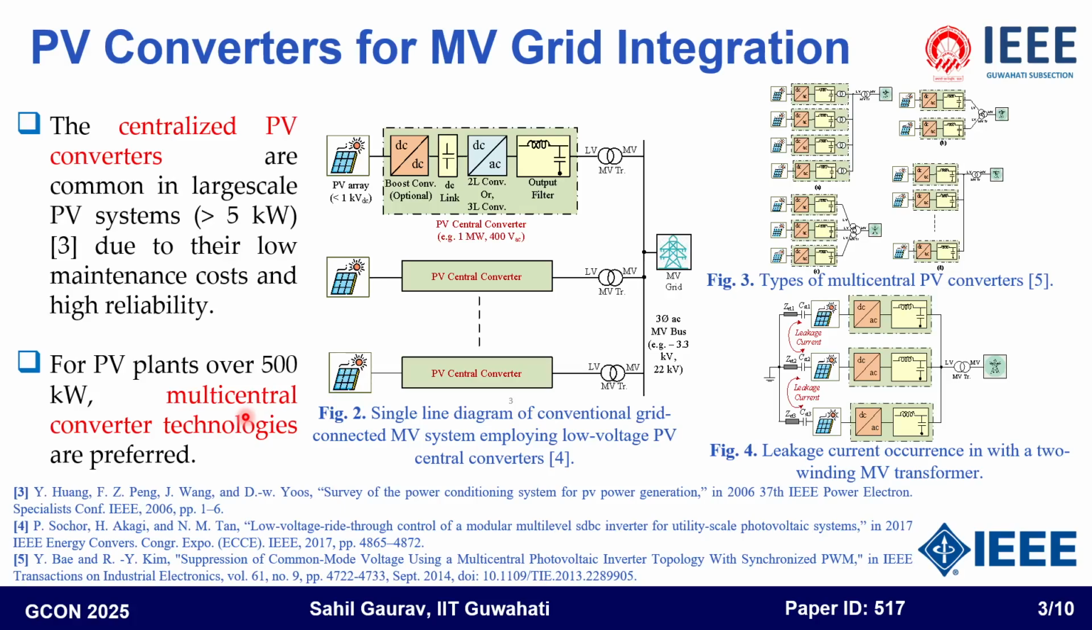The conventional centralized structure is shown in figure number 2. And here you can see that it enables large capacity PV power delivery through parallel connection of large central converters. So each module, you can say, is a centralized PV converter, and if you connect all of these in parallel, that enables large PV power delivery to the MV grid.